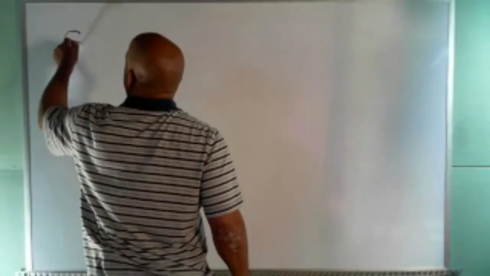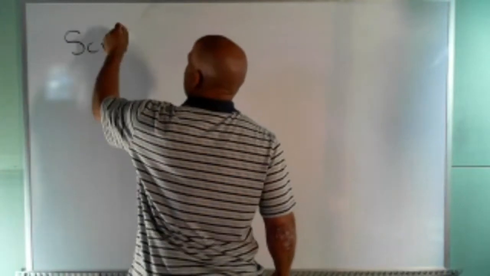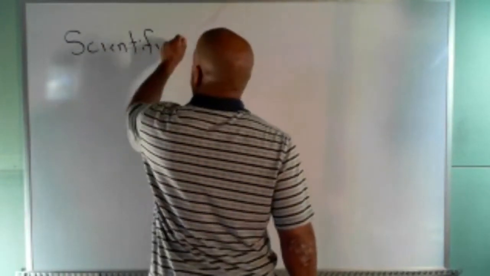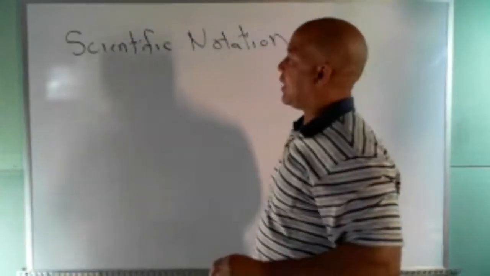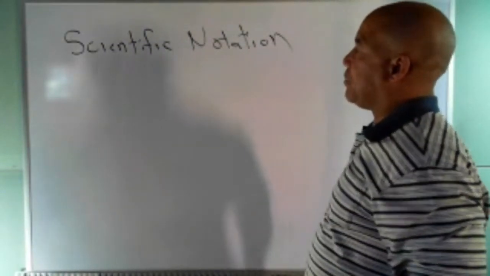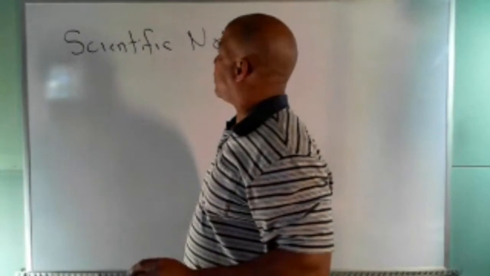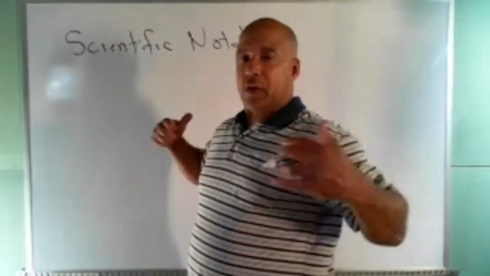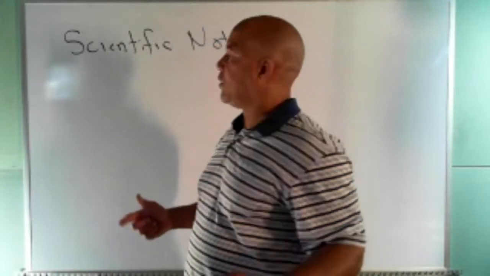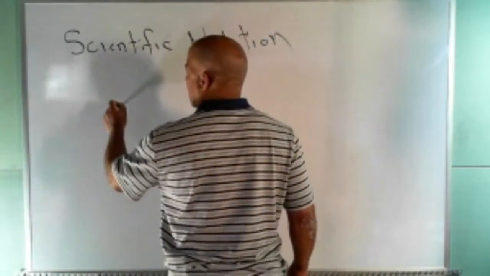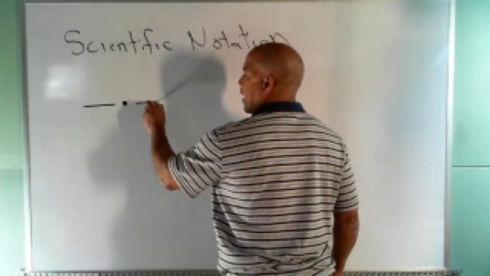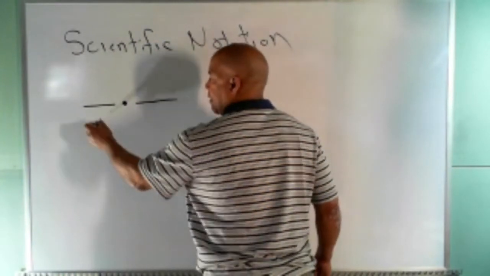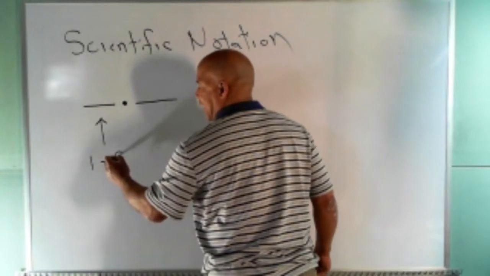So let's start with scientific notation. My spelling is not the best tonight for some reason. Scientific notation, what is it? Scientific notation is a way of expressing either really big numbers or really small numbers using a form that looks like this. You have a decimal point, and you'll have a number to the left of the decimal point, and you may or may not have a number to the right of the decimal point. And this number right here has to be one of these digits, 1 through 9. It cannot be a 0.